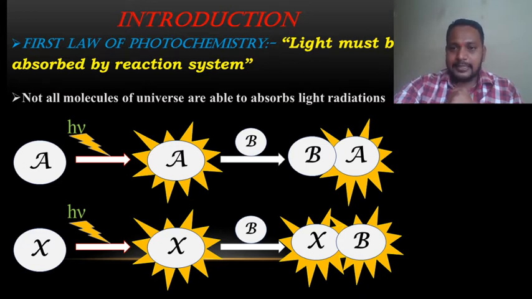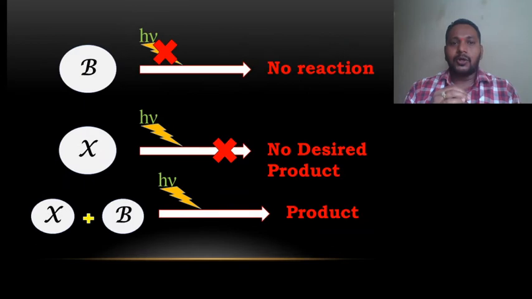But consider another case in which a molecule, suppose X, absorbs the photon and goes to the excited state. At the excited state, if this molecule collides with another molecule B, then due to its tendency to transfer energy, molecule B is also getting activated. See, in the first case molecule B is not getting activated, but in the second case molecule B is getting activated. It means molecule X absorbs the energy from the electromagnetic radiation and transfers its energy to the other molecule. This is the tendency of some molecules.